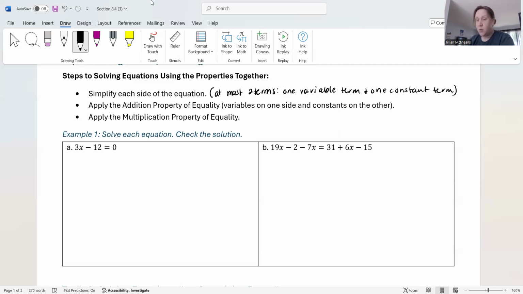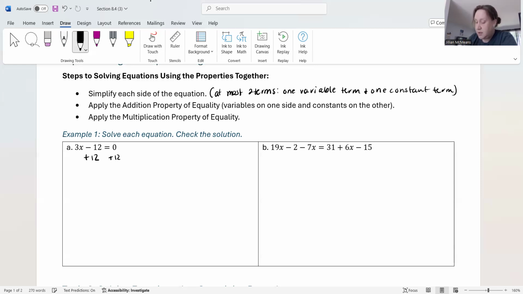In order to move negative 12, or minus 12, we want to do the opposite operation. The opposite operation of subtraction is addition. So I'm going to add 12. But here's the deal. If you add on one side of the equation, you must add on the other side of the equation. We have to maintain that balance that comes naturally with these equations.